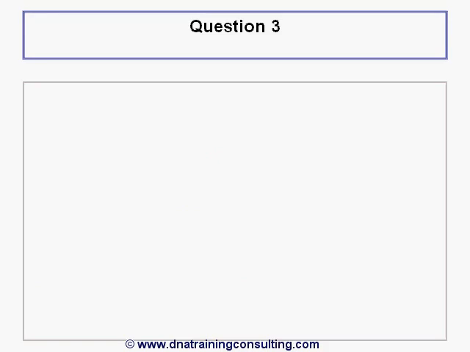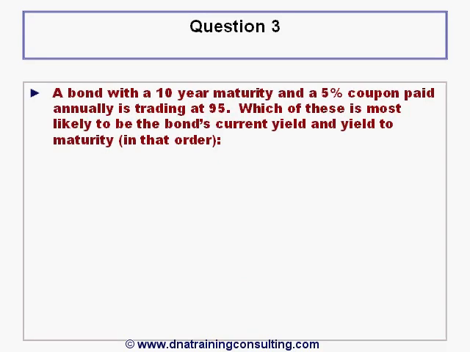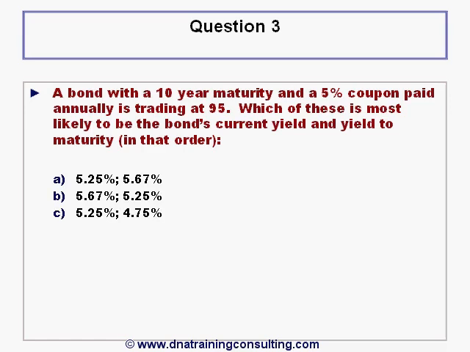Question 3. A bond with a 10-year maturity and a 5% coupon paid annually is trading at 95. Which of these is most likely to be the bond's current yield and its yield to maturity in that order? Here are the 4 possible answers.